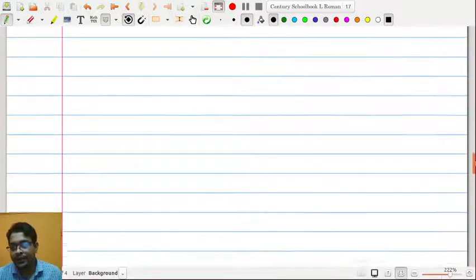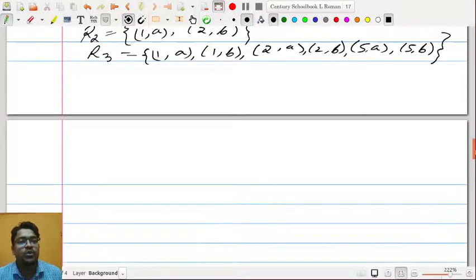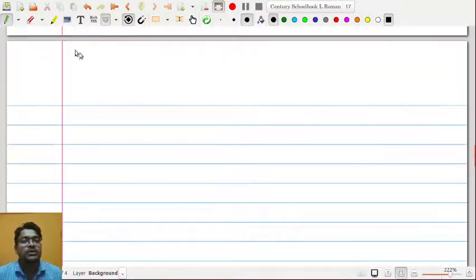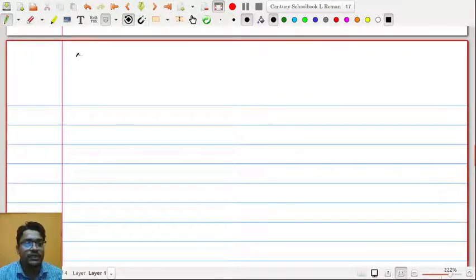Next, let us see some more examples, or some types of relation. Types of relation on a non-empty set. There are several types of relation. In particular, when we consider a relation on a set A, that is, a subset of A cross A, we'll have several types of relations.